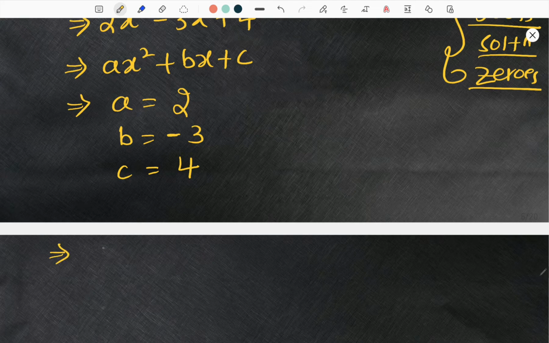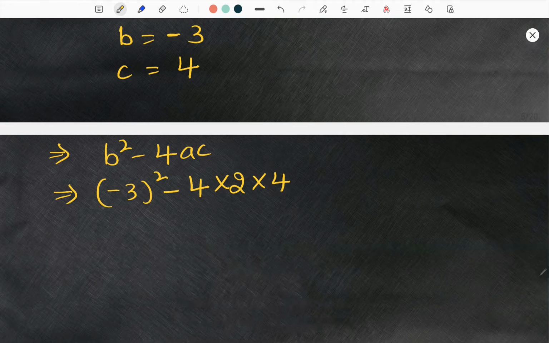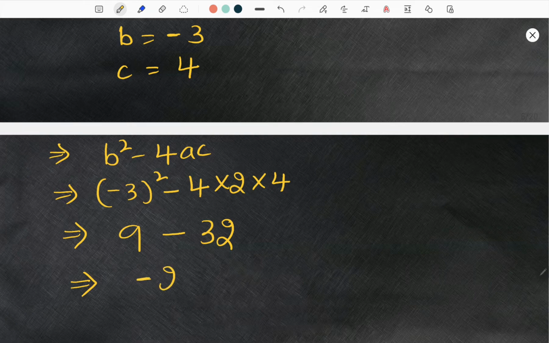And what is discriminant? Discriminant is nothing but b square minus 4ac. So b means minus 3 whole square minus 4 into a, which is 2, into c, which is 4. Now minus 3 whole square is 9, and it becomes minus 4 twos are 8 and 8 fours are 32. You have to be very careful in doing all this calculation. So now how much does it become? Don't you think it becomes minus 23? It becomes minus 23, and this is the value of discriminant.